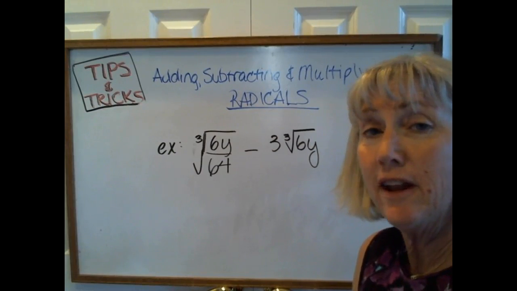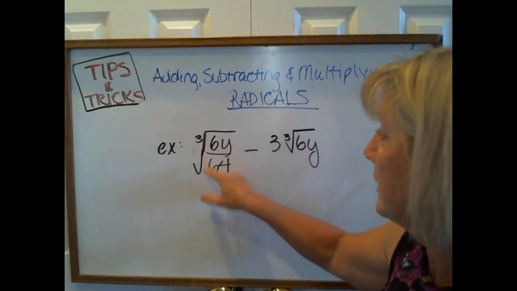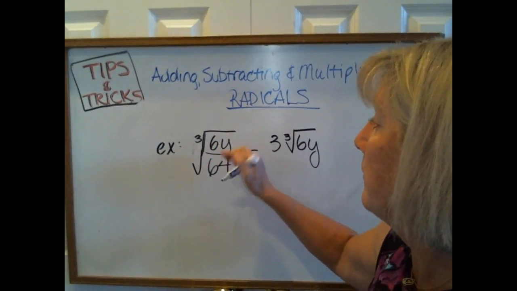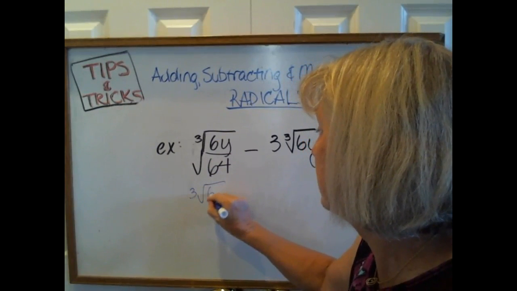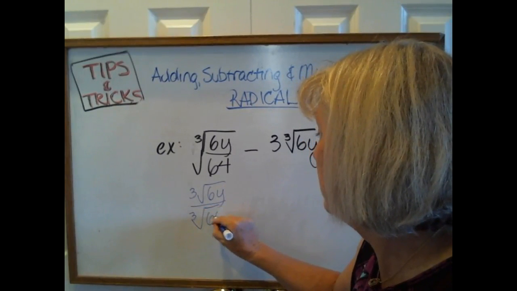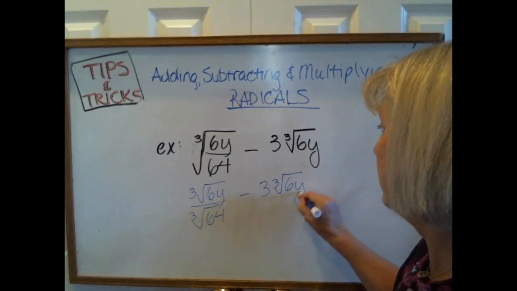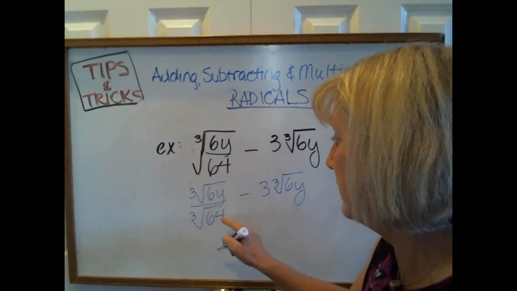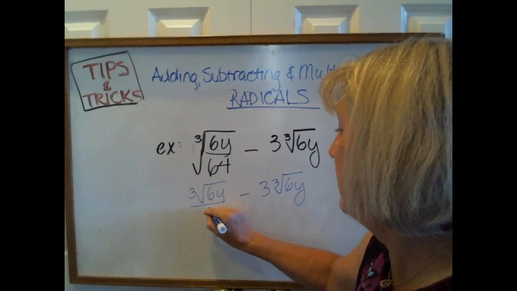All right. So here's another example with subtraction. Notice that these are not like radicals, just like in addition. So we're going to apply the quotient rule, and so we can go, this is the cube root of 6y divided by the cube root of 64 minus 3 times the cube root of 6y. Cube root of 64, 4 times 4 times 4, so the cube root of 64 is 4. So this one just turns into a 4.